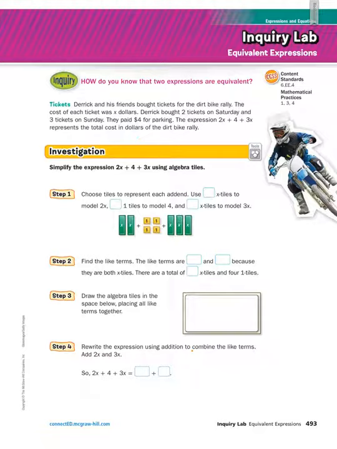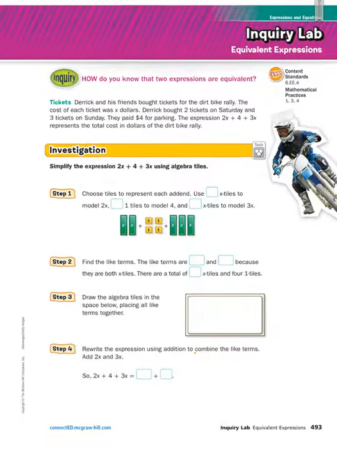All right, now our investigation says to simplify the expression 2x plus 4 plus 3x using algebra tiles. So what we're going to do is go through each of the steps, and I want you to do this with me. So in step 1, it says choose tiles to represent each addend. Use blank x tiles to model 2x.